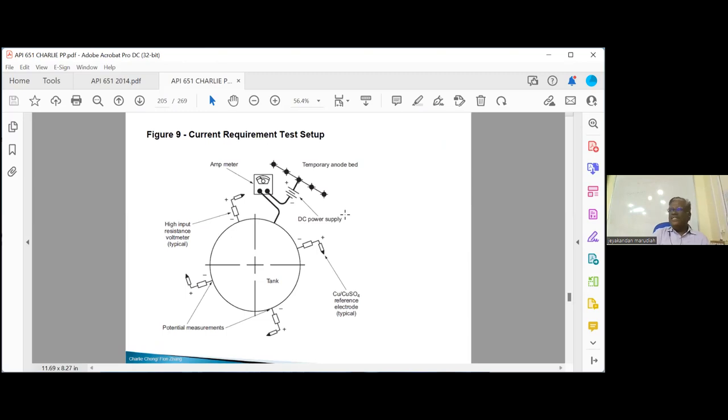This is how to check whether the cathodic protection is working properly. Periodically we will check using the ammeter and a temporary anode bed. We will install a copper sulfate reference electrode and check how much current is flowing.